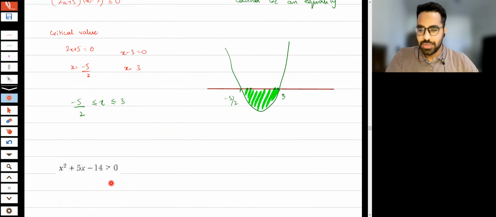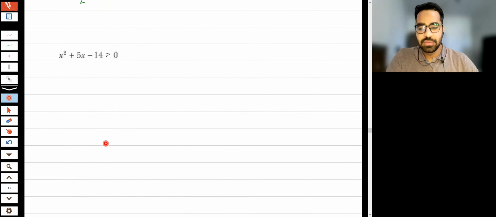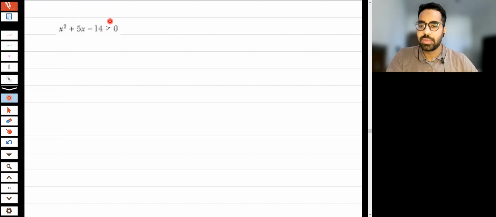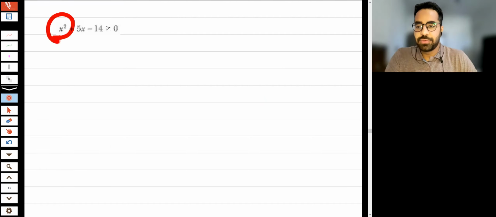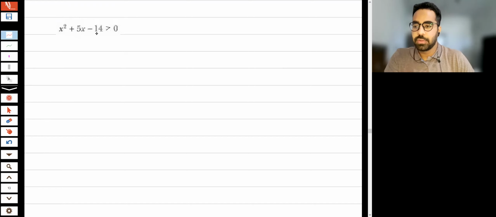Okay, here I have a greater than sign. Let's see what happens here. Again, the first thing that we're going to see is that the coefficient of x squared is positive. We are good to go, and we're going to solve it by breaking the middle term. I have 14, so 14 is 7 into 2. So x squared plus 7x minus 2x minus 14 is greater than 0.